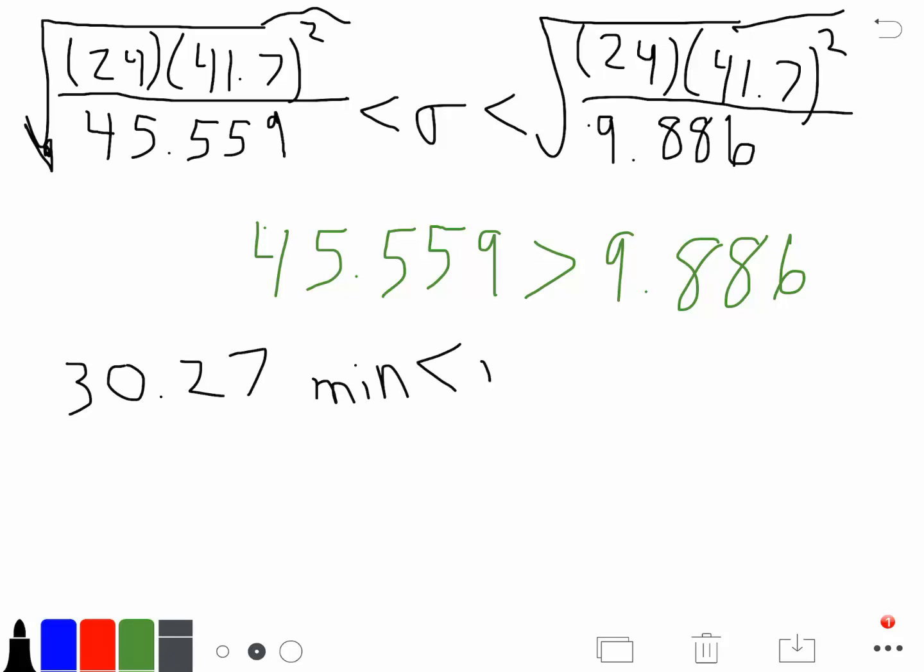When we plug this into the calculator, we're going to get 30.27 minutes is less than sigma, which is less than 64.97 minutes.